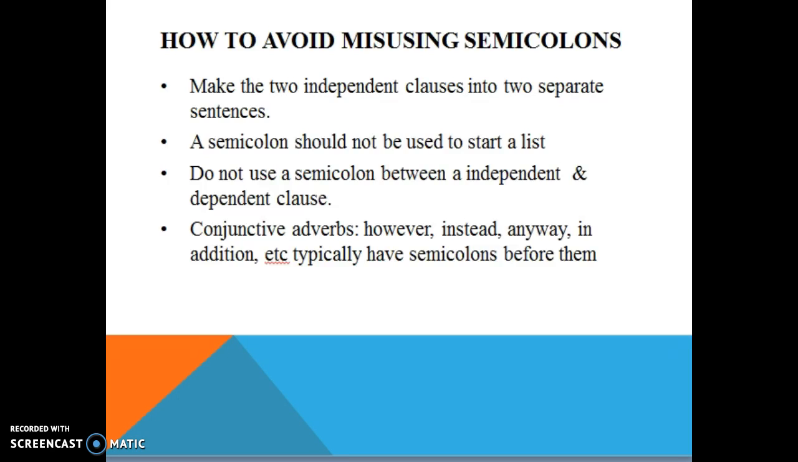Here are a few tips to avoid misusing semicolons in your writing. Instead of connecting the two independent clauses, just keep them separate by placing a period in between them and making two different sentences. Remember to not use a semicolon to start a list, and when there's an independent and a dependent clause, use a comma instead of a semicolon. One last tip is that whenever you see a conjunctive adverb like instead, anyway, or in addition, it's an indicator that a semicolon should be placed before it.